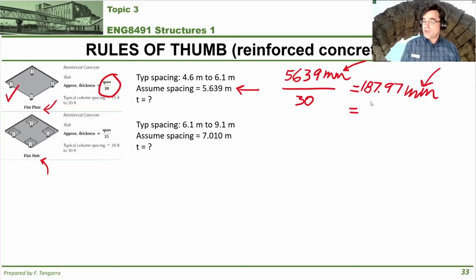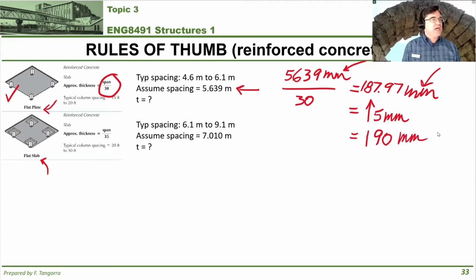Great. So is that the thickness of my slab? No, right? You don't want to forget, you want to round this up to the nearest 5 millimeters if it's not a proper whole number. So in this case, that becomes a 190 millimeter thick slab. That's simple.